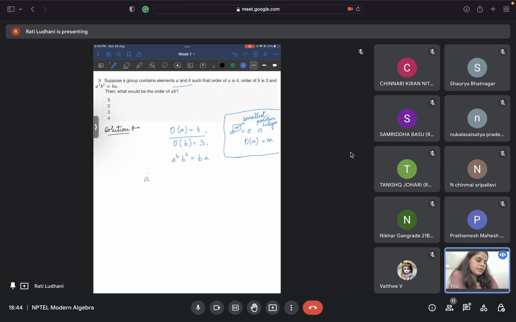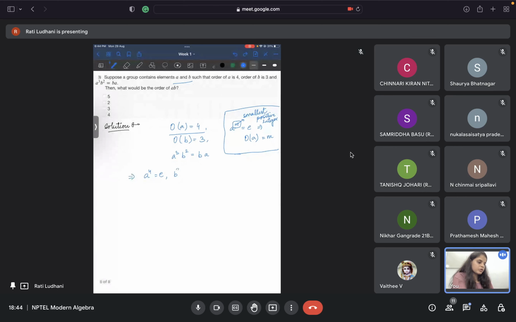So you have A raised to power 4 is equal to identity, B raised to power 3 is equal to identity, and definitely B square will not be identity, or B should not be identity, or similarly for A. Okay, now it is given that A raised to power 3 B square is equal to BA. What can you do to begin with? Pre-multiply with A and post-multiply with B. Exactly. Actually the dot is not required. These are operations in between. By abuse of notation we are not writing it.